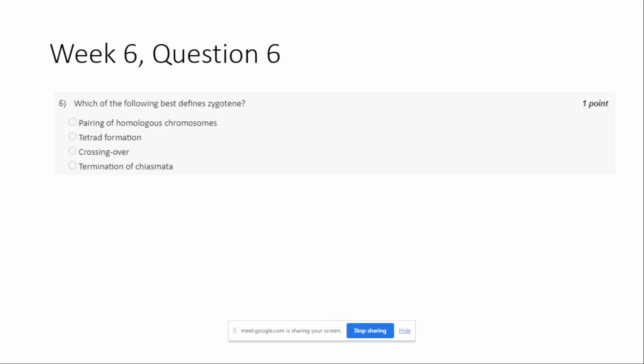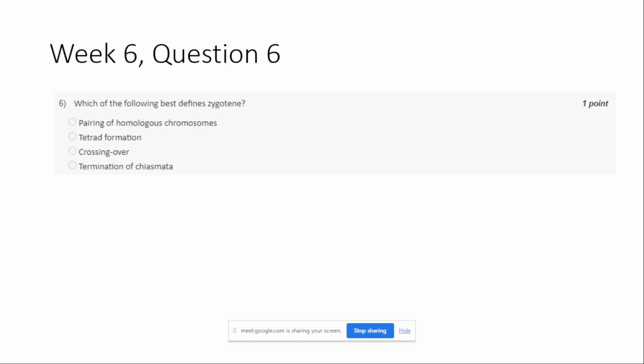Which of the following best defines zygotene? Pairing of the homologous chromosomes. So it is true, right? Yeah, sir. Tetrad formation is not true, of course. Is crossing over true or not? No, sir. Crossing over takes place later, not in zygotene. In which phase does it occur? Diplotene? No, sir, pachytene. Yes, pachytene.